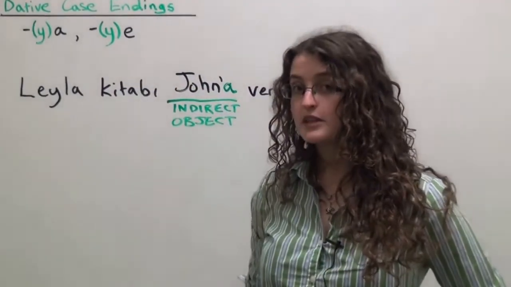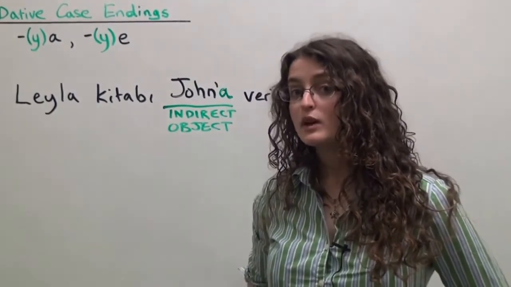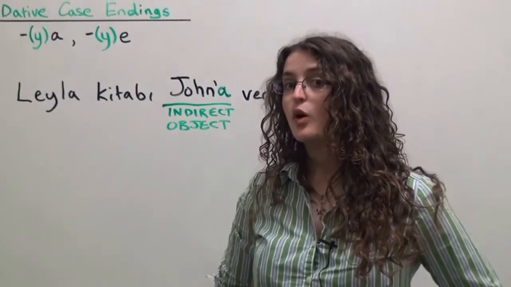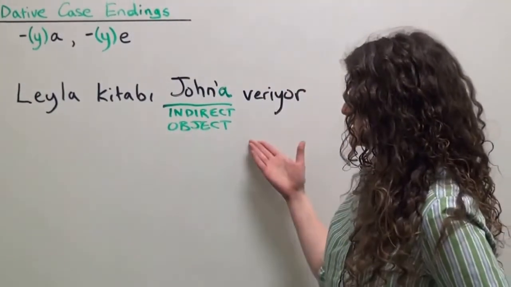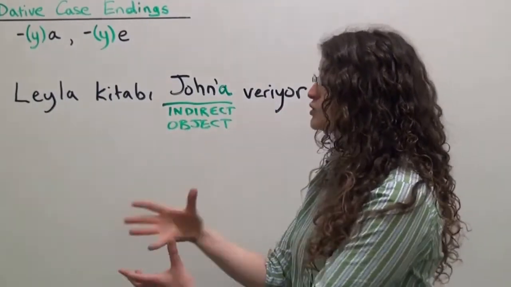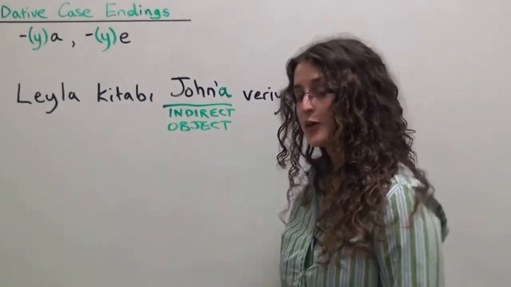One of the most common uses of the dative case in Turkish is as the equivalent of one of the English prepositions to, toward, into, or for. So in the case of our example sentence, Leyla gives the book to John. John'a, John in the dative. Let's see how we're going to form the dative.